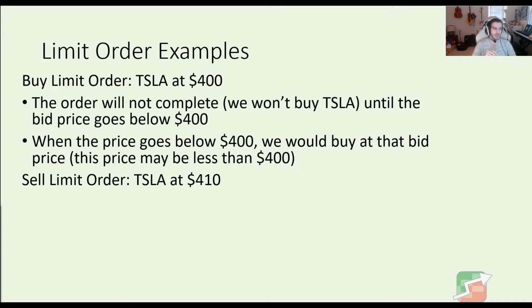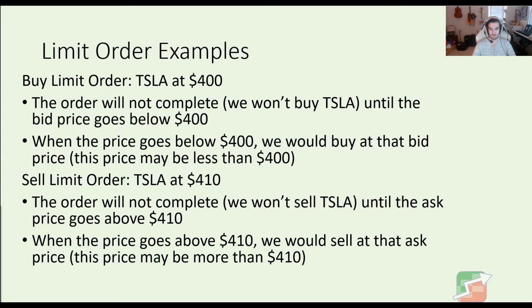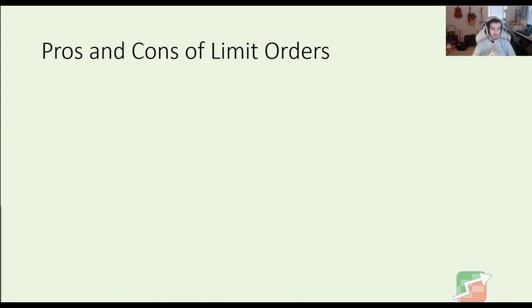Okay, now sell limit order. We'll set our sell limit order for Tesla at $410, where we won't sell Tesla until there's a buyer that is willing to buy at above $410. So when the price goes above $410, we would then sell at that ask price. Not at $410 and 0 cents and 0 fractions of a cent. No, we would sell at whatever they're wanting to buy at, as long as it's over $410.